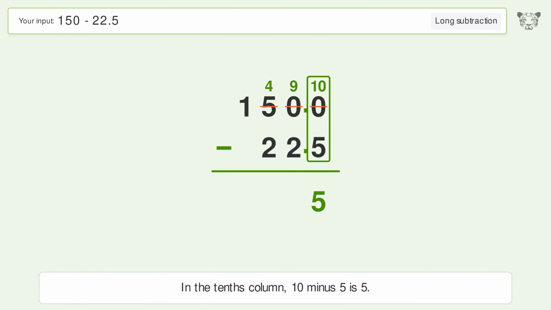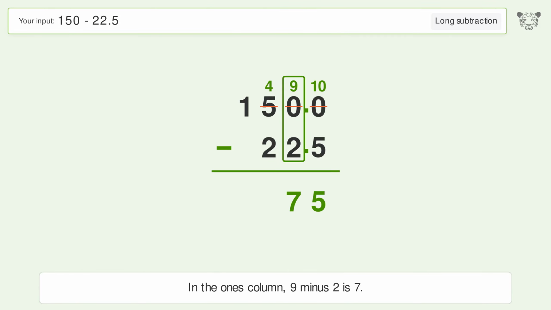In the tenths column, 10 minus 5 is 5. In the ones column, 9 minus 2 is 7. In the tens column, 4 minus 2 is 2.